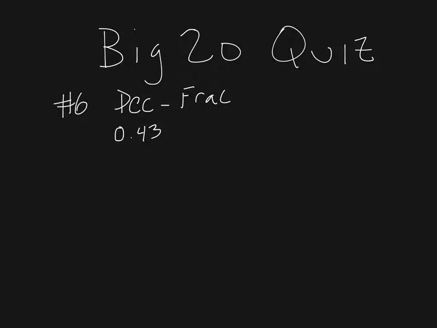Okay, this video is to review the Big 20 quiz. The Big 20 quiz has 20 questions that are always the same type of question for each one of those numbers. For example, number 6, which we're going to go over first here, is always a decimal to fraction question. Convert the decimal to a fraction.